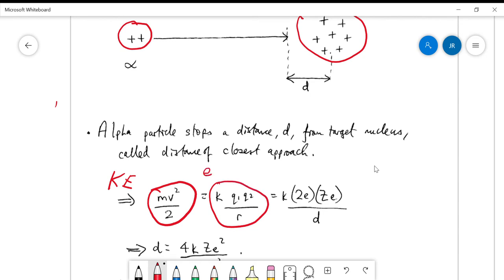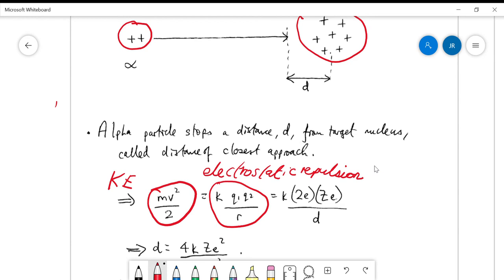This is electrostatic repulsion. This is hard. I'm actually not writing on the screen. I'm writing on a pad next to me, and I think I'm breaking some kind of record for doing cursive without writing on the screen. Anyway, kinetic energy equals electrostatic repulsion because the alpha particle stops.